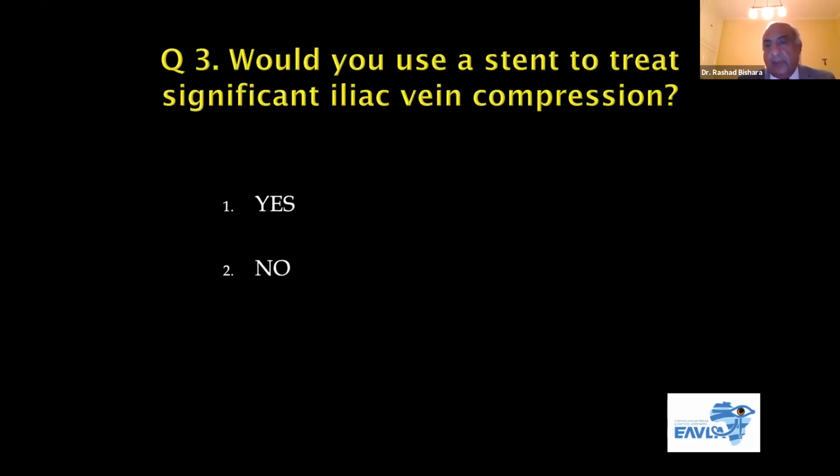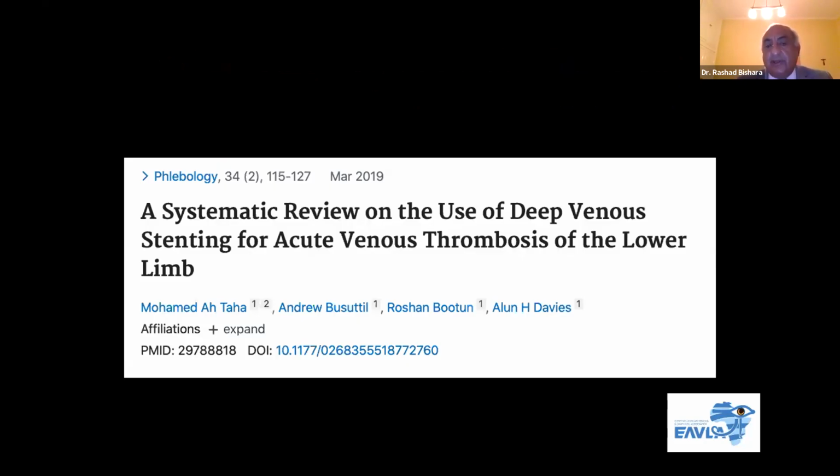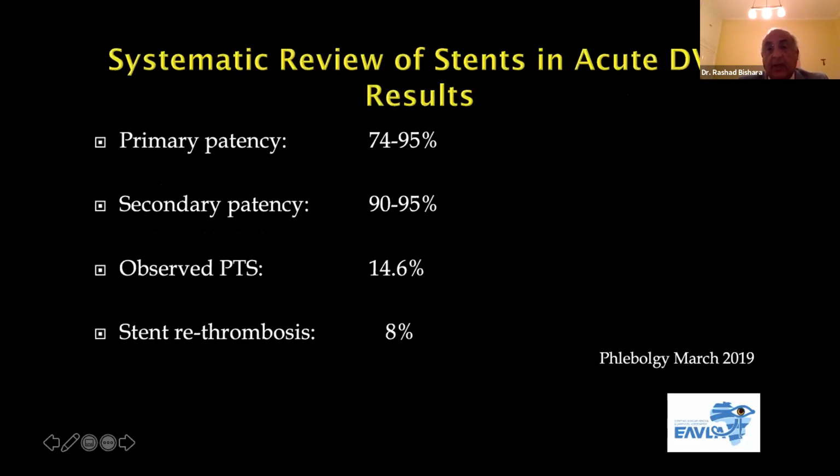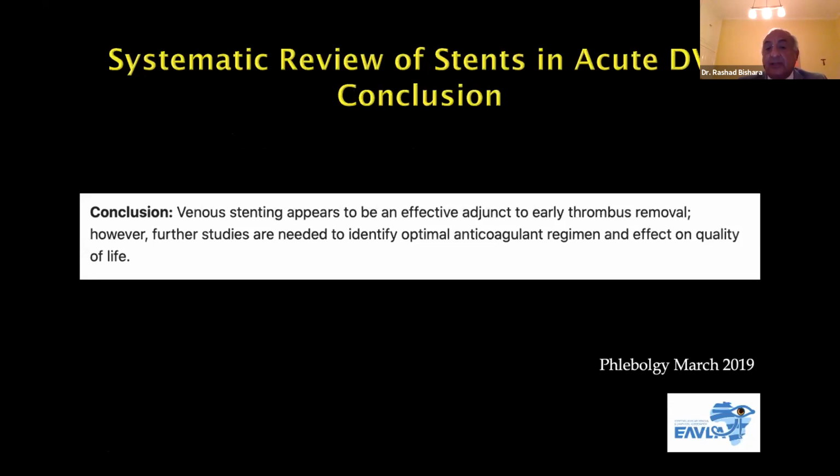So I'll just go over the literature regarding the use of a stent. Well, this is a systematic review on the use of deep venous stent for acute venous thrombosis of the lower limb. This is performed by Professor Alan Davis and his colleagues, recently published. It involves all the publications of iliac vein stenting in the setup of acute thrombosis, 27 publications, 542 patients, published last year. And these are the results: very good primary patency, excellent secondary patency, few post-thrombotic syndromes, very few stent rethrombosis. And they concluded that venous stenting appears to be an effective adjunct to early thrombus removal strategy.